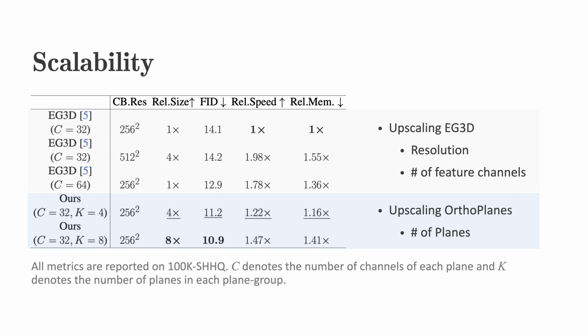One might wonder how OrthoPlanes compares to, e.g., EG3D with larger resolution or number of feature channels. We test different upscaling methods and find that our method benefits the most from adding more feature planes with relatively small computation cost compared to upscaling, e.g., EG3D.